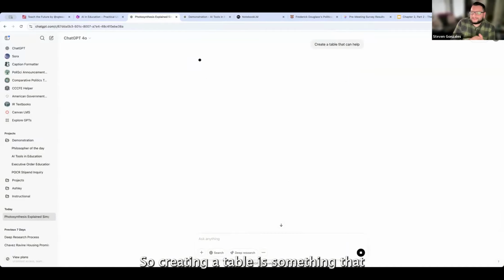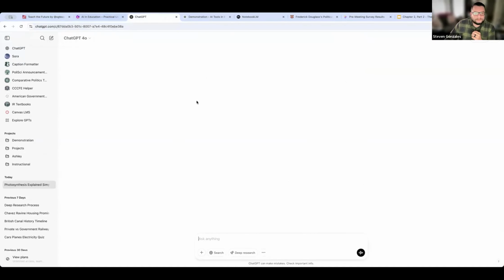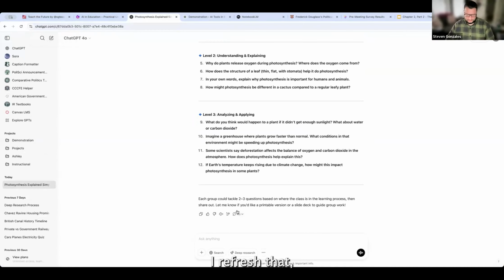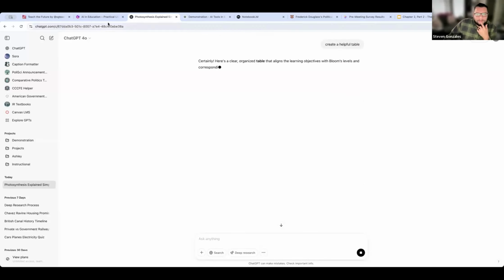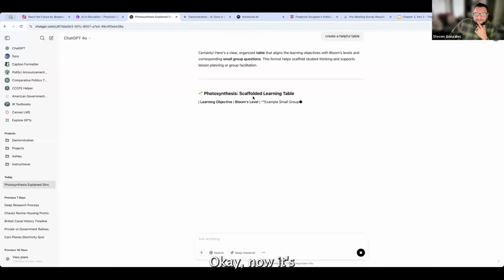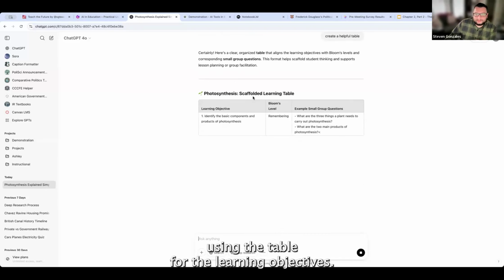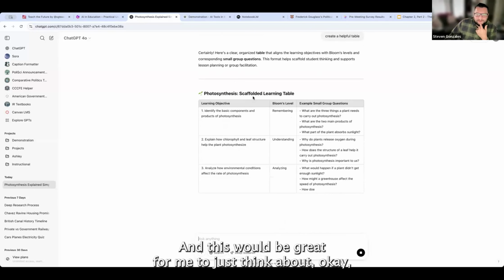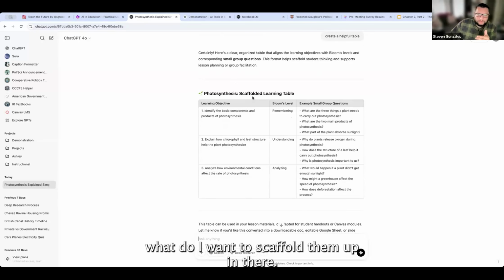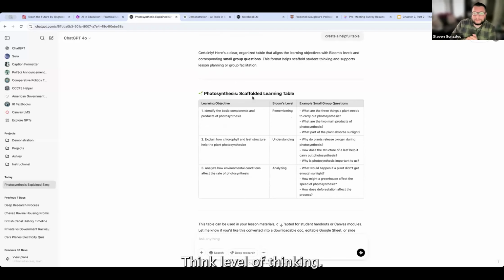So creating a table is something that ChatGPT excels at in ways that I don't. It's thinking. Now it's on the spot. It's getting nervous. Let me refresh that. Create a helpful table. Okay, now it's using the table for the learning objectives. And this would be great for me to just think about, okay, what do I want to scaffold them up in their level of thinking?